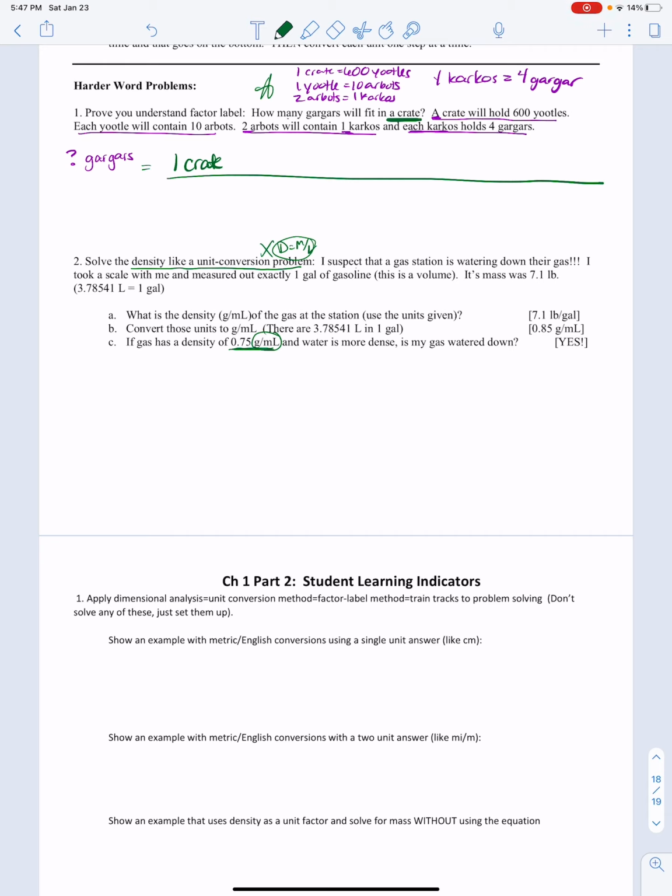So let's read this. I suspect a gas station is watering down their gas. I took a scale with me and measured out 1 gallon of gasoline. A gallon is a volume. If you didn't know, that's a volume. The mass was 7 pounds. And by the way, here's your relationship. First question, what is the density of the gas at the gas station? Okay, yes, you can do density equals mass over volume, but I want to show you how to do it in a different way.